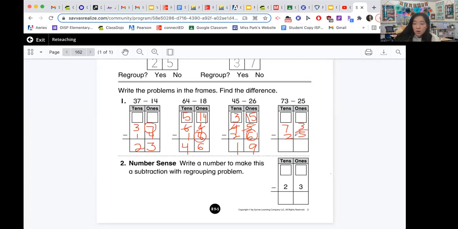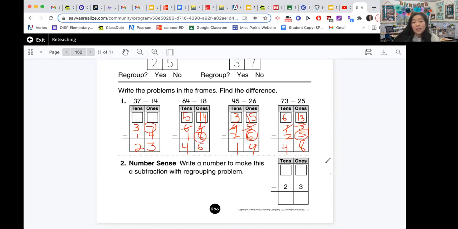And then the last one for problem number 1, 73 minus 25. More on the floor, go next door and get 10 more. 7 becomes a 6, 3 becomes a 13. 13 minus 5 equals, I believe, 8. Let's make sure. 8, 9, 10, 11, 12, 13. Yep. And then 6 minus 2 equals 4. So your answer is 48.